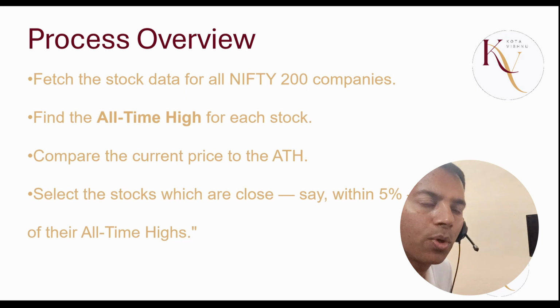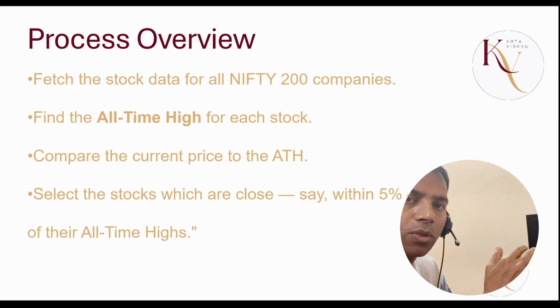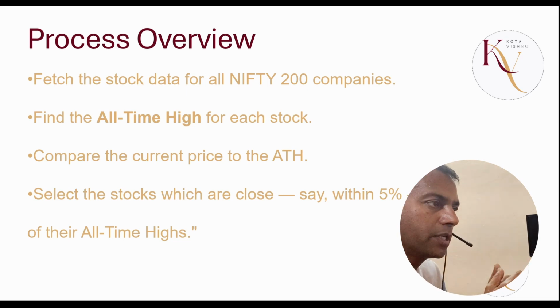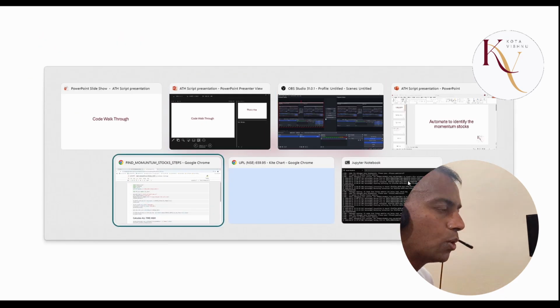So what is the process, as we discussed earlier? The first step is to fetch all the data for the Nifty 200 companies, find the all-time high for each of the stocks, compare the current price to the ATH, and select the stocks which are close to 5%, or you can rank them based on whichever has the least difference. So let's jump on to the code walkthrough.